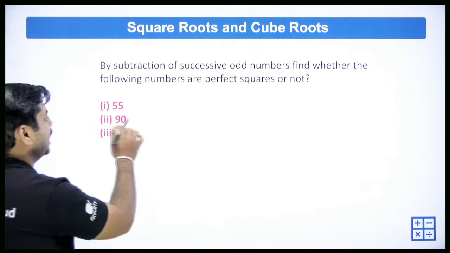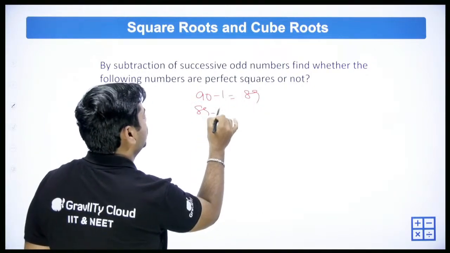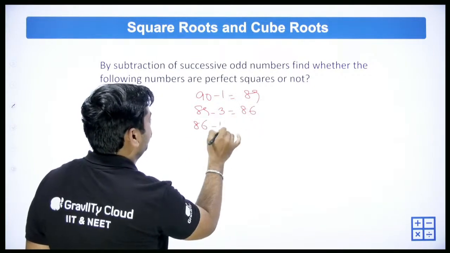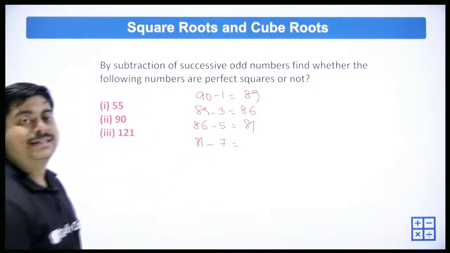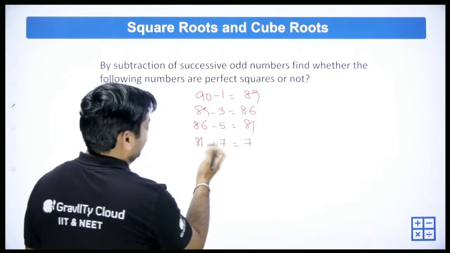For example, if you go for 90, 90 minus 1 will give you 89. 89 minus 3 will give you 86. 86 minus 5 will give you 81. 81 minus 7 will give you, how much is that? 74 if I'm not wrong.